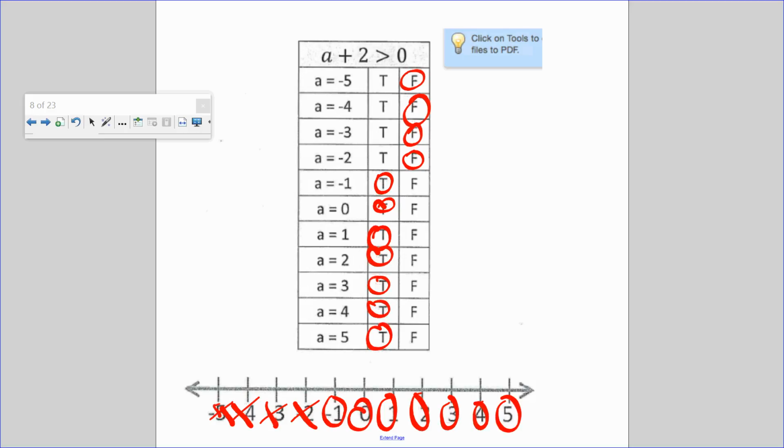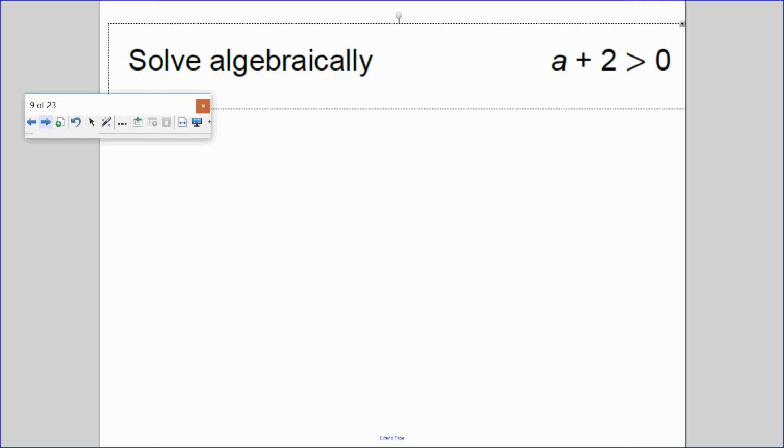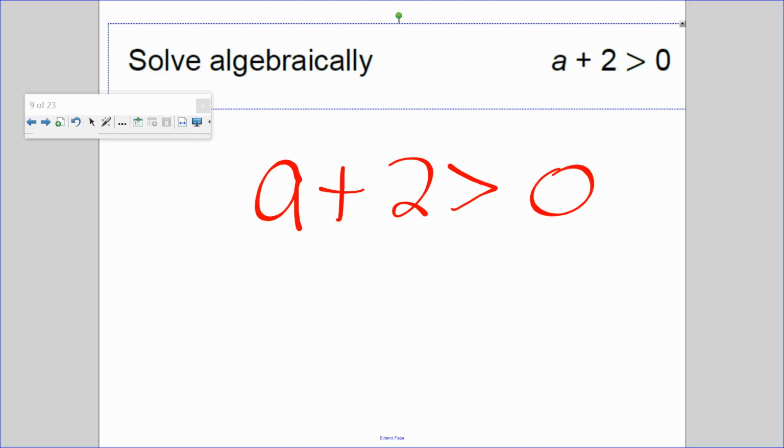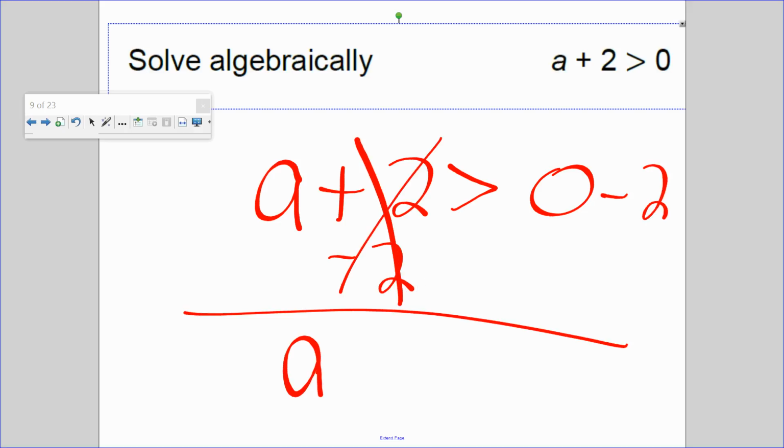So, as you can tell, all of these make it right in this inequality, from negative 1 all the way to past 5. Now let's learn how to solve this inequality. So let's solve this algebraically. A plus 2 is greater than 0. So we need to isolate the variable a. How do you isolate it? You do the inverse operation. That's minus 2. Minus 2. This cancels. A is greater.